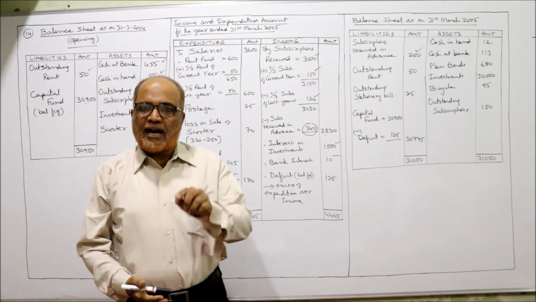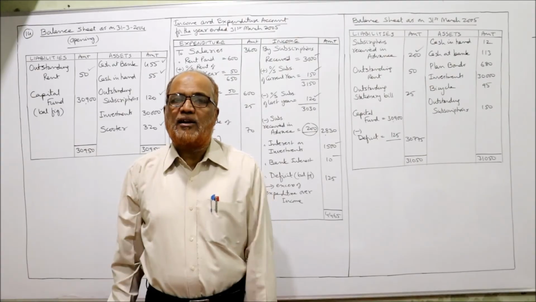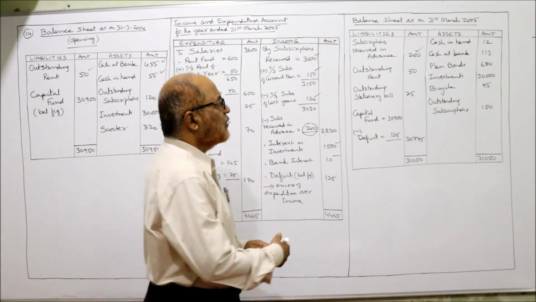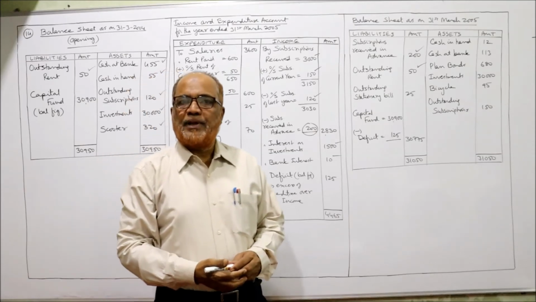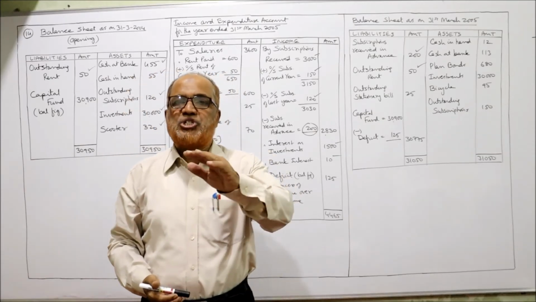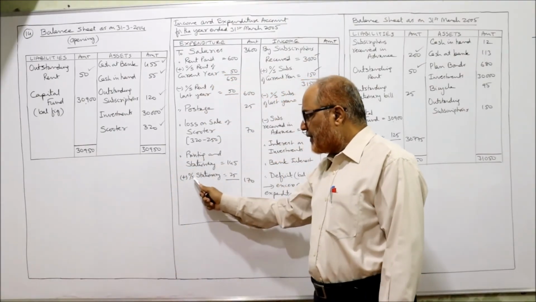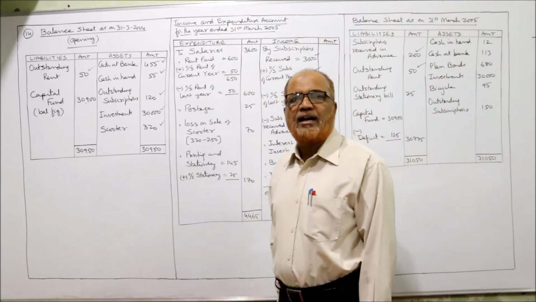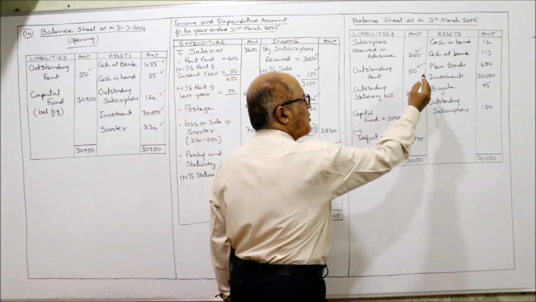Outstanding rent. Current year's March rent is outstanding. How much is the outstanding rent of current year? 50 rupees. That 50 rupees is the outstanding rent. And outstanding stationery bill. Last line of the problem, it is given stationery bill outstanding 25 rupees. Here we have added 25. Outstanding stationery bill we have added 25. That outstanding stationery bill is a liability, 25.